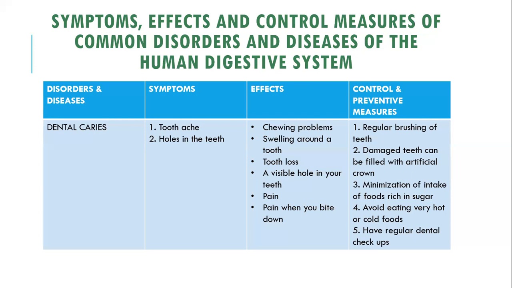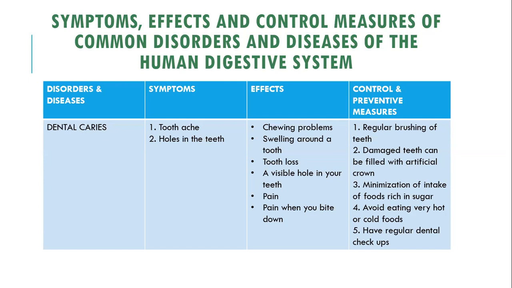Controlling the preventive measures include as follows. The first one is regular brushing of teeth. So this is the first one, as a good way of controlling tooth decay. So proper oral hygiene, that is regular brushing of teeth at least twice daily, to reduce tooth decay.